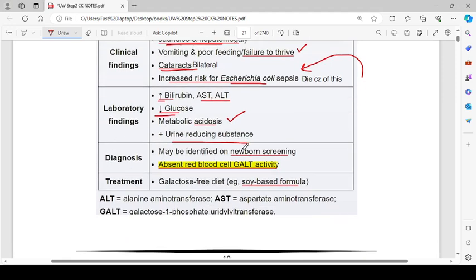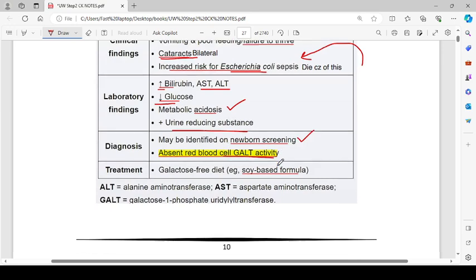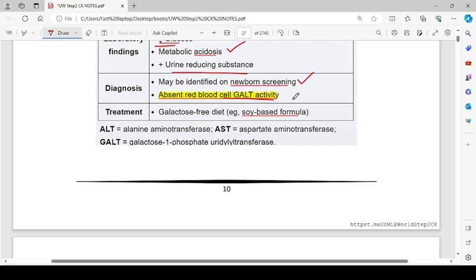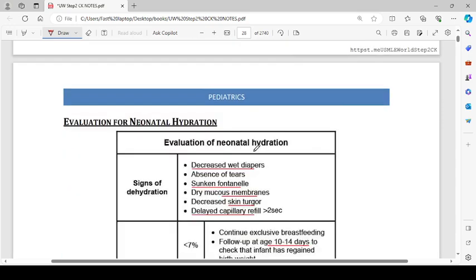Diagnosis may be identified on the newborn screening, with absent red blood cell GALT activity. Treatment is a galactose-free diet, for example, soybean formula. ALT, alanine aminotransferase, AST, aspartate aminotransferase, and GALT, galactose 1-phosphate uridyl transferase.